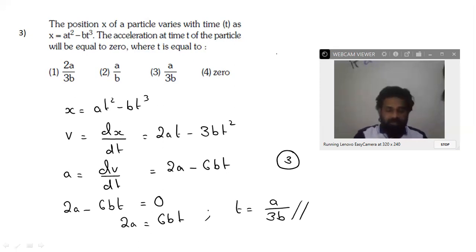Any doubt in this? Anyone? Any worries? Any problem? Why can't we take like that? If you have any doubt, please ask. If you want to ask a doubt, please unmute and ask. Or otherwise, keep it muted. Any doubt in this?